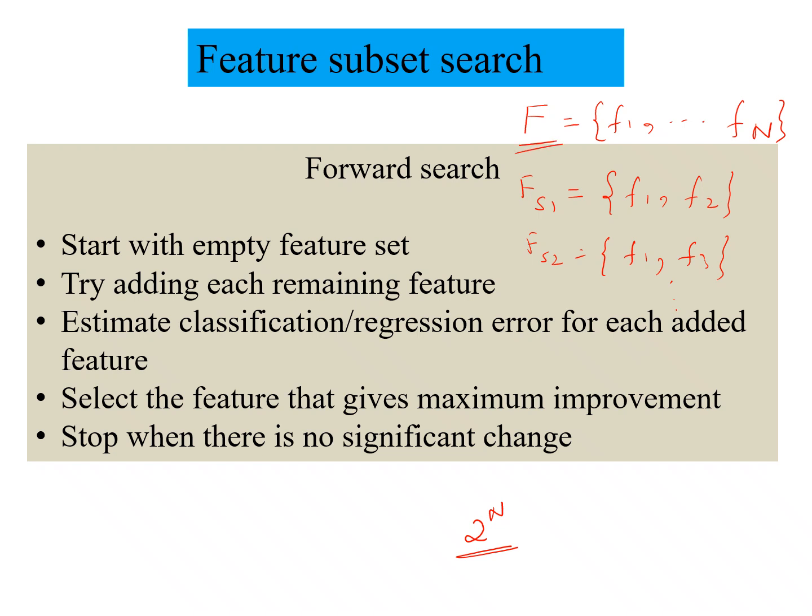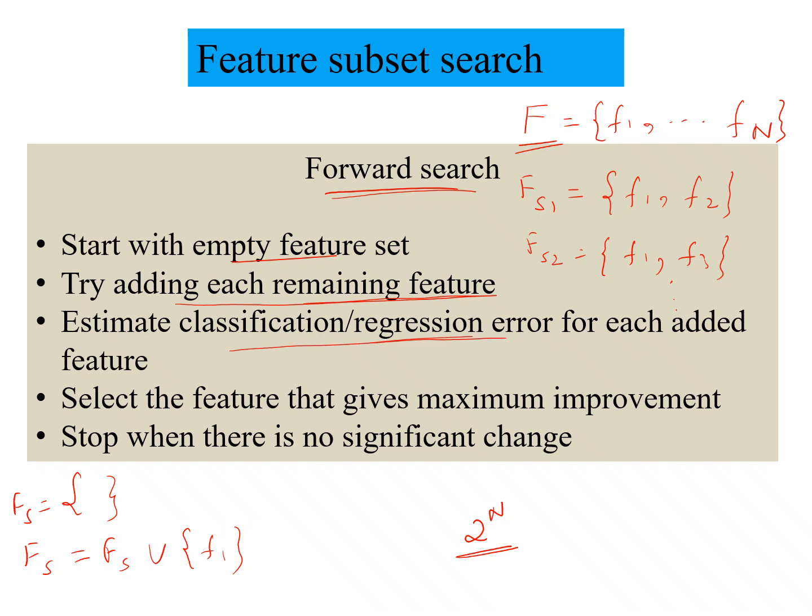Given a feature set F of n features, we are generating feature subsets of usually smaller size. It may end up being the whole feature set. And what is the approach? The forward search approach. We start with the empty feature set. So Fs is empty and then we add the remaining features. At the first stage, Fs will be Fs union the first feature. Then we estimate the error.